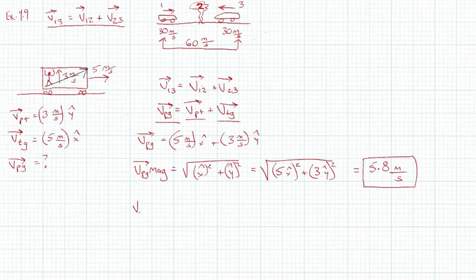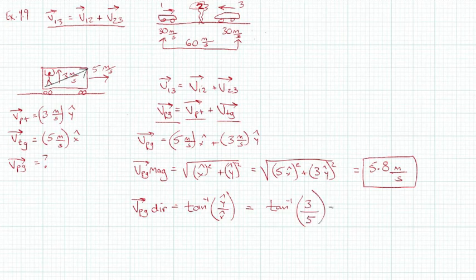The velocity of the person with respect to the ground, you might say the direction, is what? Well, if we have an x component and a y component, we know how to do that using the inverse tangent. The inverse tangent of y over x. All right, so that's the inverse tangent of 3 over 5. The y component over the x component. Inverse tangent, and what do we have? We have 31 degrees.